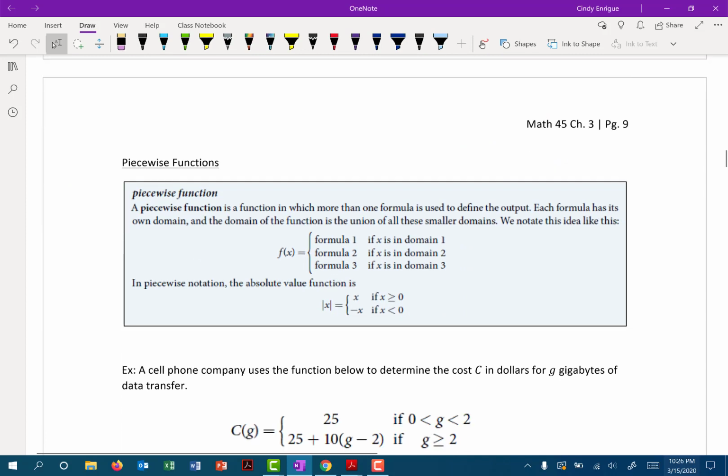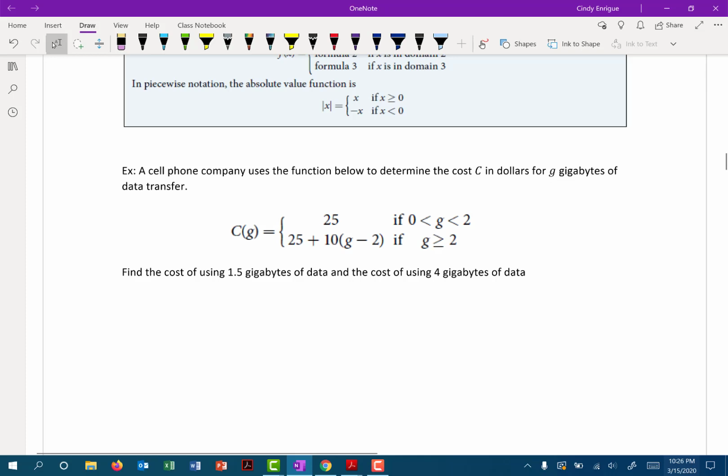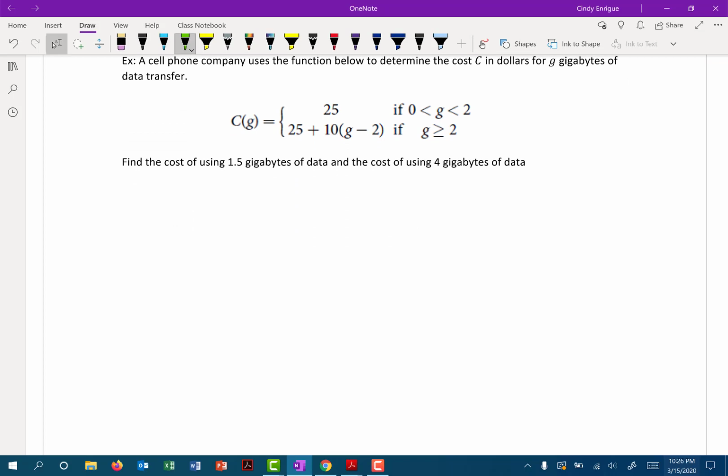Now, down below, we have a piecewise function. What this means is you're actually defining a function in different parts. It all depends on the domain. Depending on where the domain is, that determines what function you're going to be using. For example, it says a cell phone company uses a function below to determine the cost in dollars for gigabytes of data transfer. Here's my cost, and here is my domain. The problem asks me to find the cost of using 1.5 gigabytes of data and the cost of using 4 gigabytes of data. So I know I have two different parts to this equation. For part A, I want to find the cost of using 1.5 gigabytes.